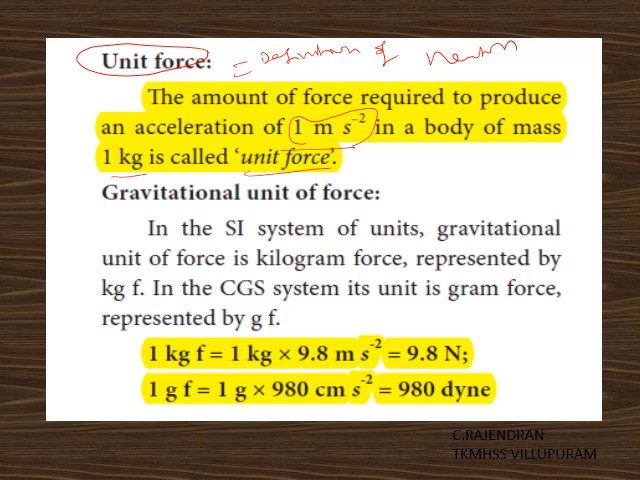அதே ஃபோர்ஸு, certain amount of force, if it produced acceleration of 9.8 meter per second square. நல்லா கவனிங்க, இங்கே ஒரு ஃபோர்ஸ் 1 ms minus 2 உருவாக்குச்சு, பதிலாக இங்கே 9.8 ms minus 2 உருவாக்குச்சுன்னா, கிலோகிராம் ஃபோர்ஸ். that force we call it as gravitational unit of force. Here the acceleration is produced with the help of gravitational force.